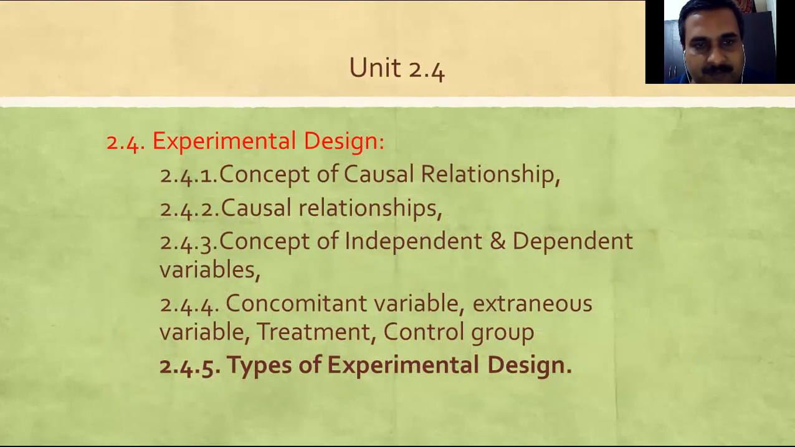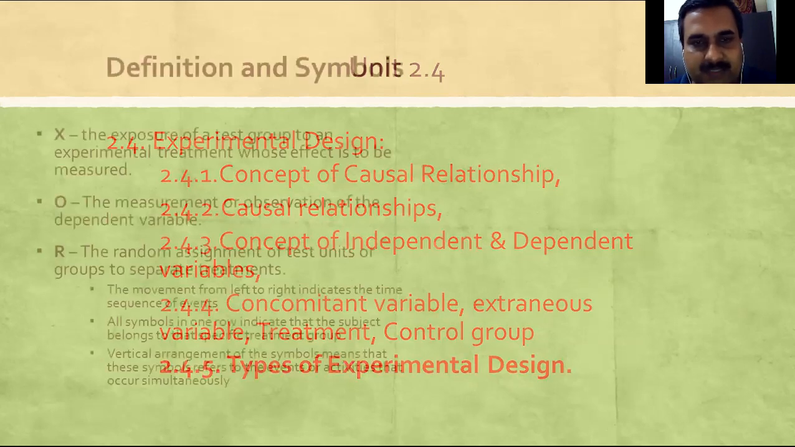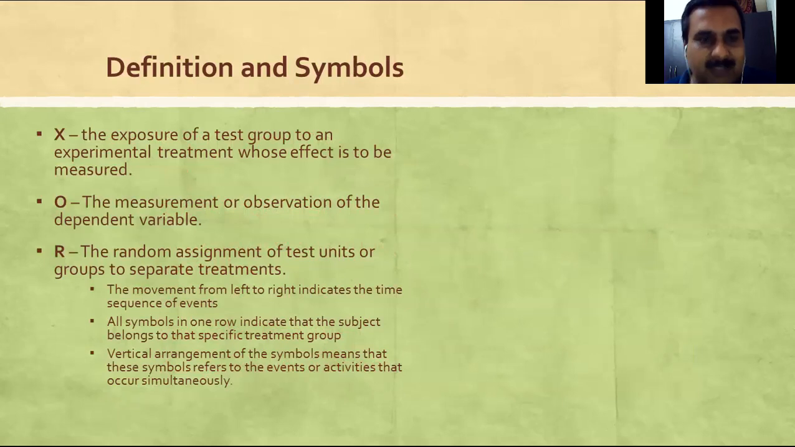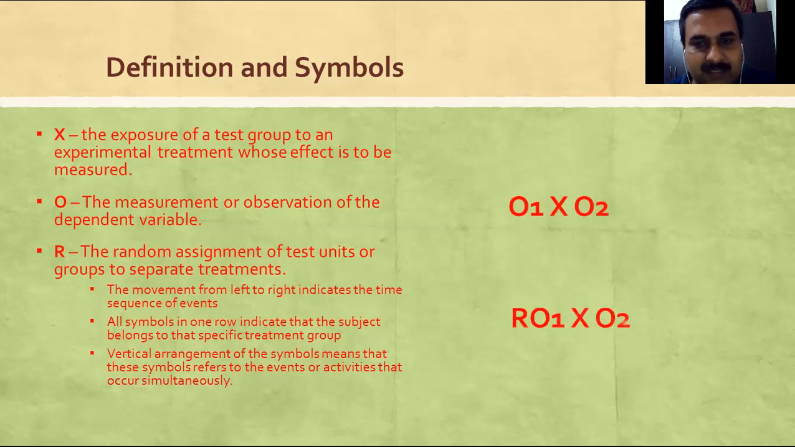In this, we have almost covered the important points like the concept of causal relationship, the concept of independent and dependent variable, concomitant variable, extraneous variable, treatment, and control. We have already covered these. We are into the types of experimental design. So in experimental research design, these are the basic terms which are going to be used on a regular basis. We have to relate these terminologies with the examples which we have already discussed. I'll cover it one by one, but before that, let's take an example, and through these examples, I'll clarify things. The first one is X.